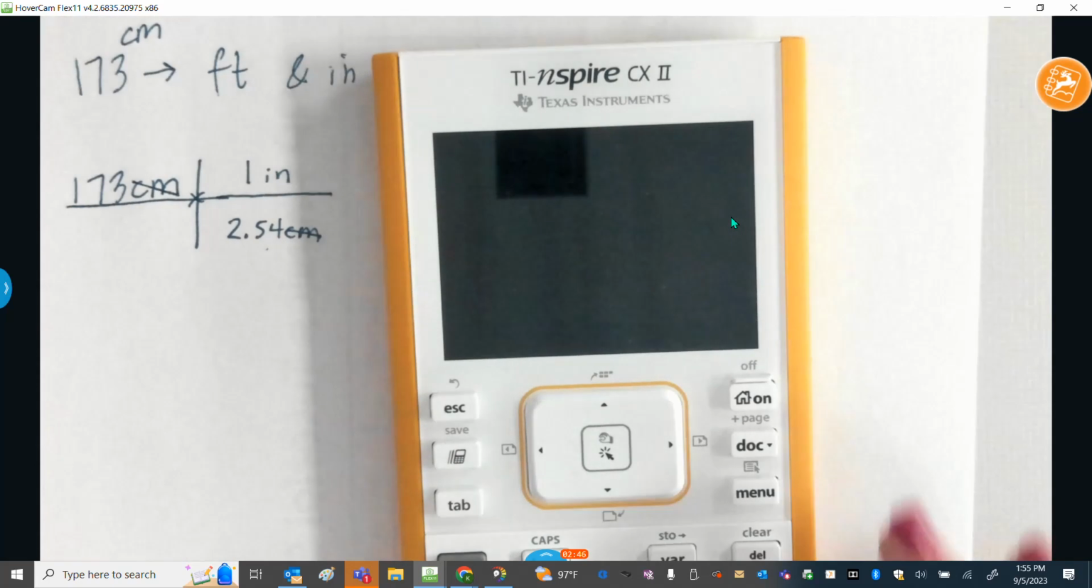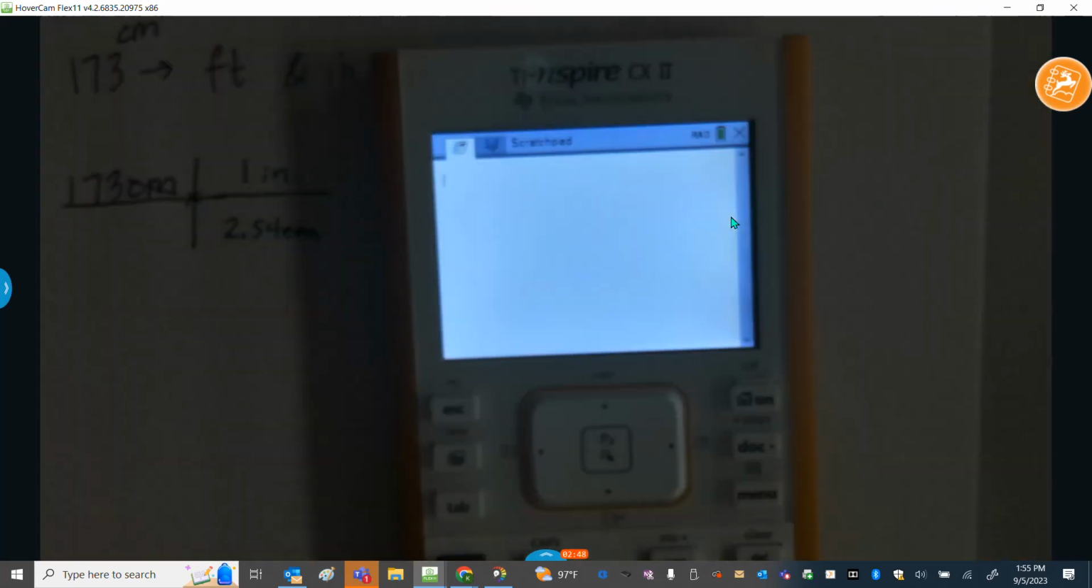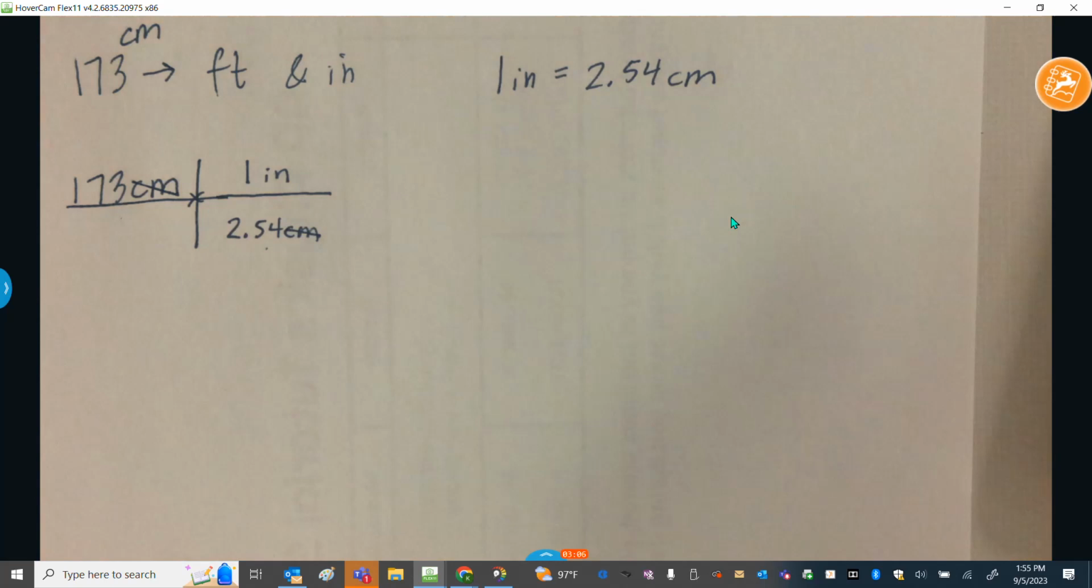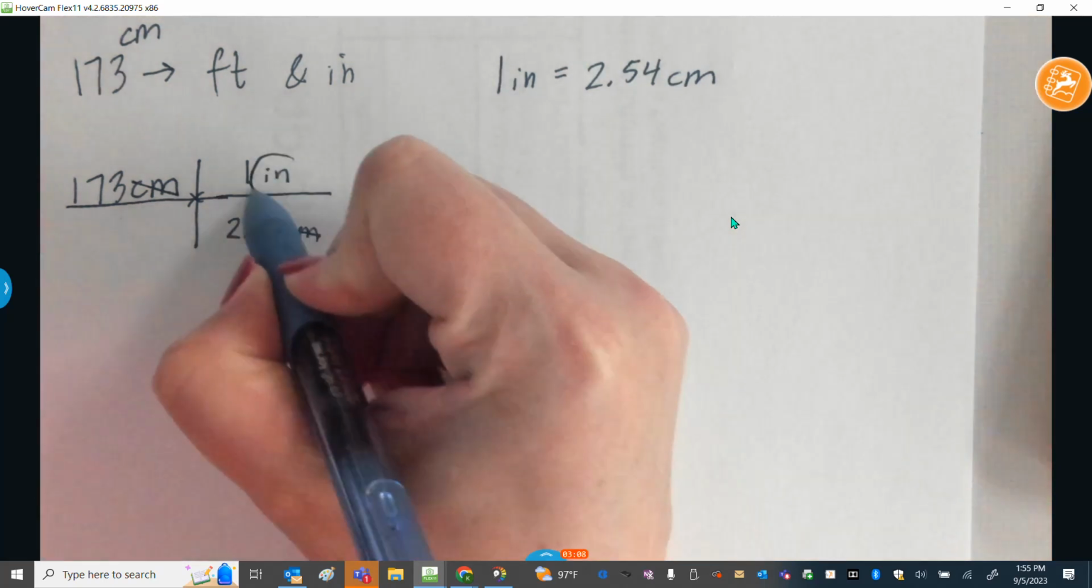So let's go ahead and turn on my fancy calculator. Okay, and we're going to do 173 divided by 2.54, enter, and we get this. Okay, 68.1102. Okay, so that's going to be my answer in units of inches.